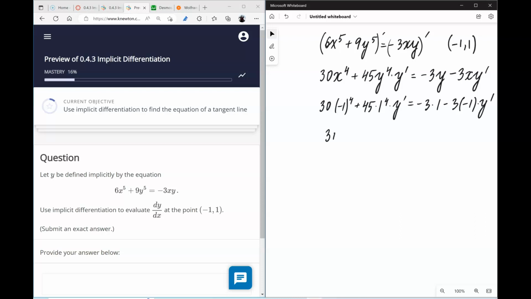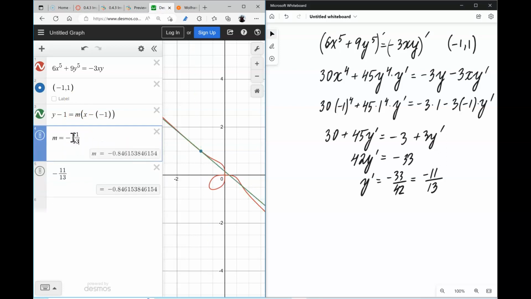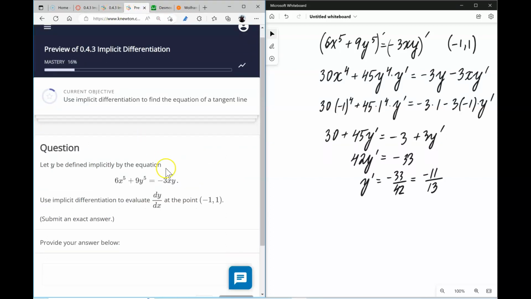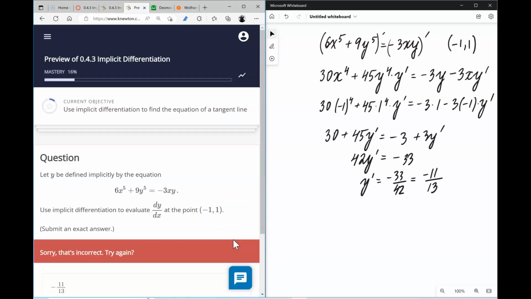So here we have 30 plus 45y prime is equal to negative 3 plus 3y prime. So 42y prime is equal to negative 33. So y prime is equal to negative 33 over 42. Everything has 3, so negative 11 over 13. Let's see if negative 11 over 13. Yeah, so you see how we got this. We knew what the answer was approximately. We just used the implicit differentiation to figure out the exact answer.